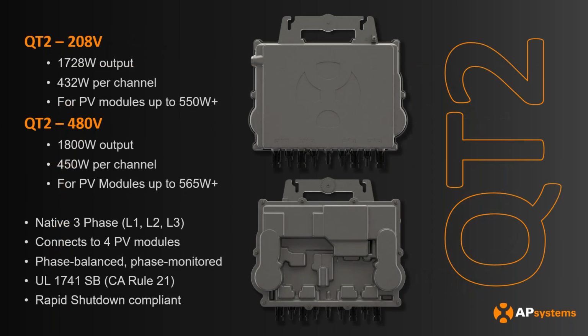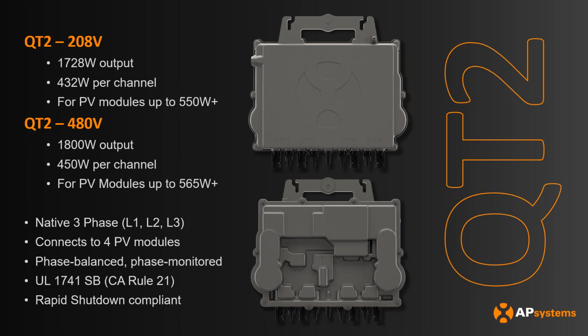Why is it 2nd generation? The main thing is that it's higher output compared to our YC1000s. The 1000 refers, I believe, to the AC output. In this case, we have 2 flavors of the QT2: the 208 volt and the 480 volt. The 480 volt can do 1800 watts output. The 208 is a little bit less. And that basically corresponds to 450 watts per channel for the QT2 480s.